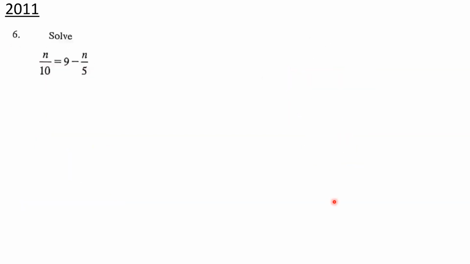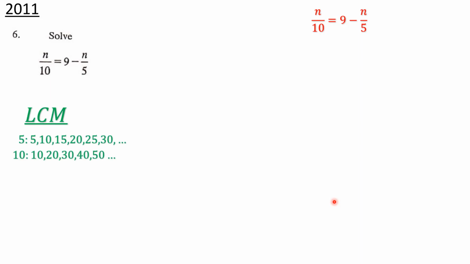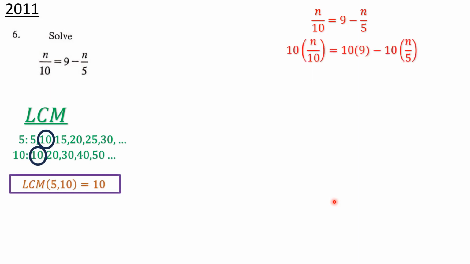Okay, let's move on to the next question. This is 2011. We have n over 10 is equal to 9 minus n over 5. Here we're going to find the lowest common multiple of 5 and 10. And the lowest common multiple of 5 and 10 is definitely 10. And so we are going to multiply 10 by each term in the equation.